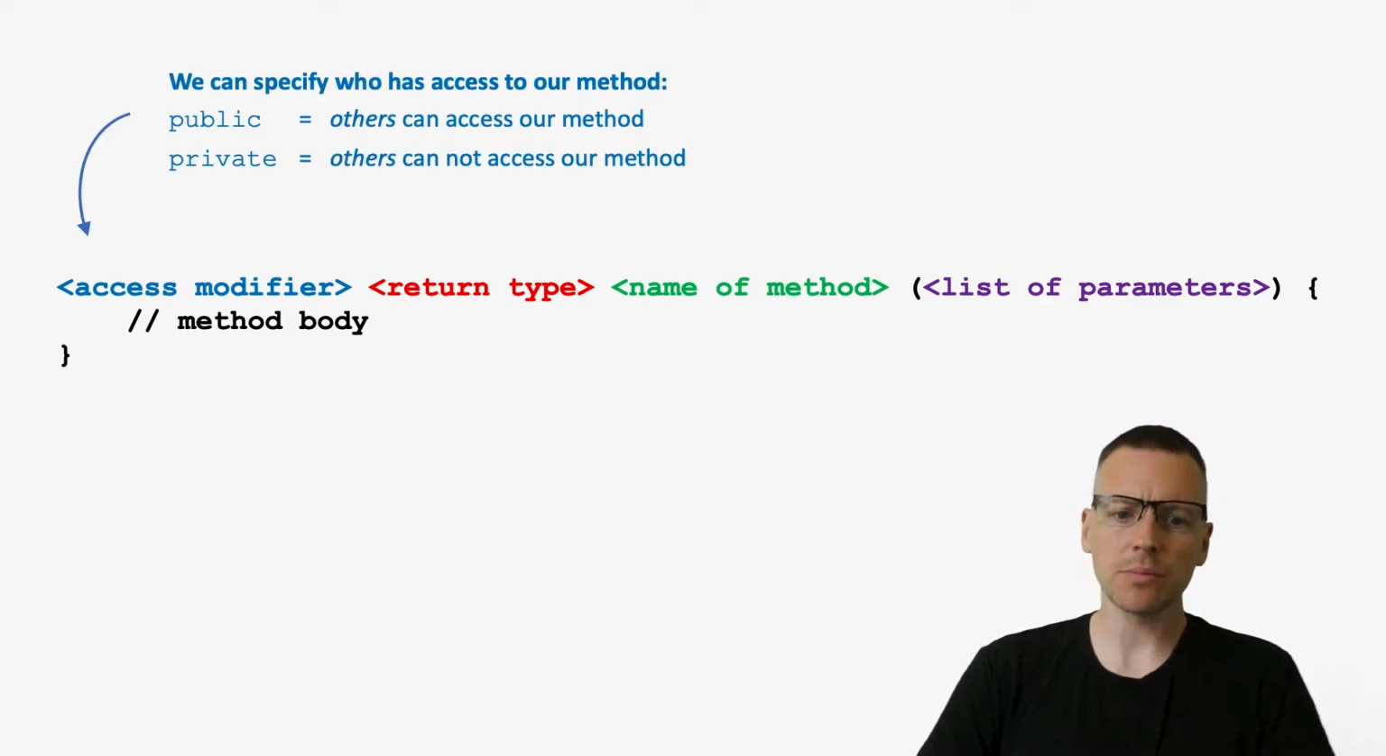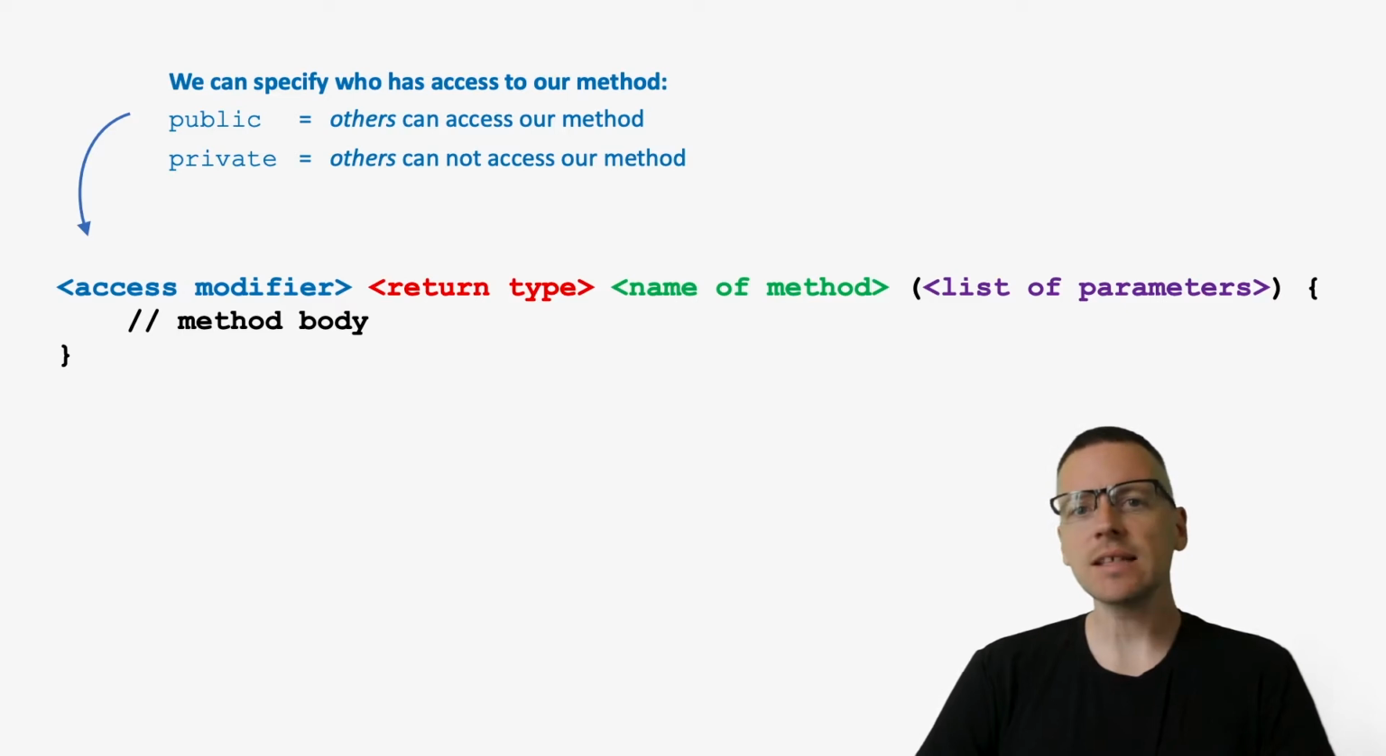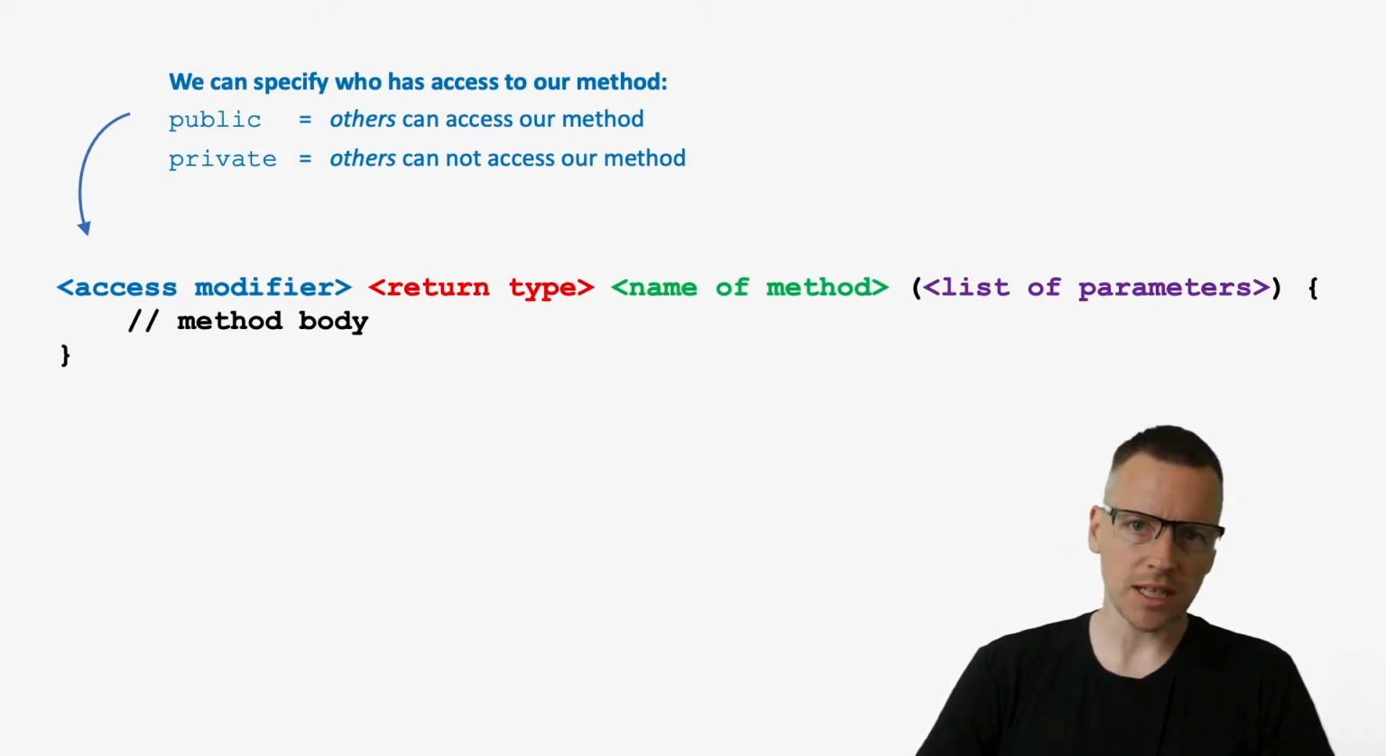In object-oriented programming, we try to restrict who has access to what, and as you learn more about objects and classes, this will start to make more and more sense. For now, let us just be as restrictive as we can and always use private for our access modifier.